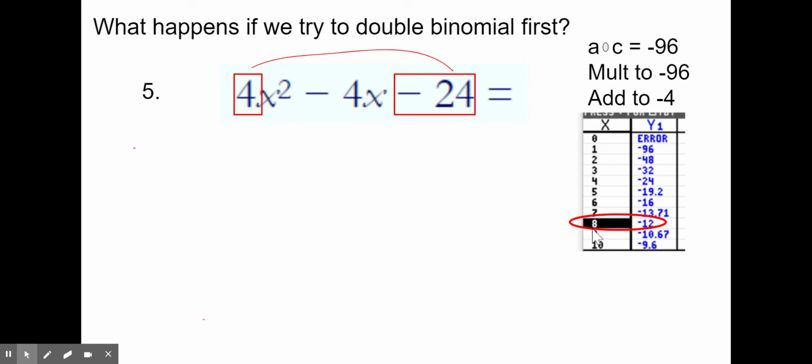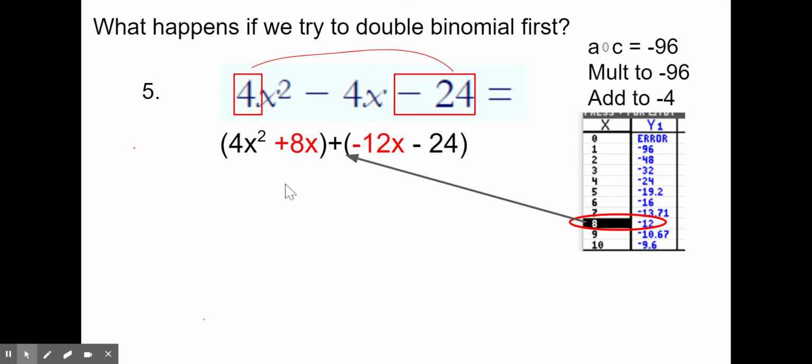So if you go to the table, you will find that 8 and negative 12 add to negative 4. So we can replace the negative 4x with 8x and negative 12x. So here I'm going to try that. I'll group the first two terms, group the second two terms, and look for GCFs. 4x squared plus 8x has a GCF of 4x, leaving a resulting binomial of x plus 2. Negative 12x minus 24 has a GCF of negative 12, leaving a resulting binomial also of x plus 2.